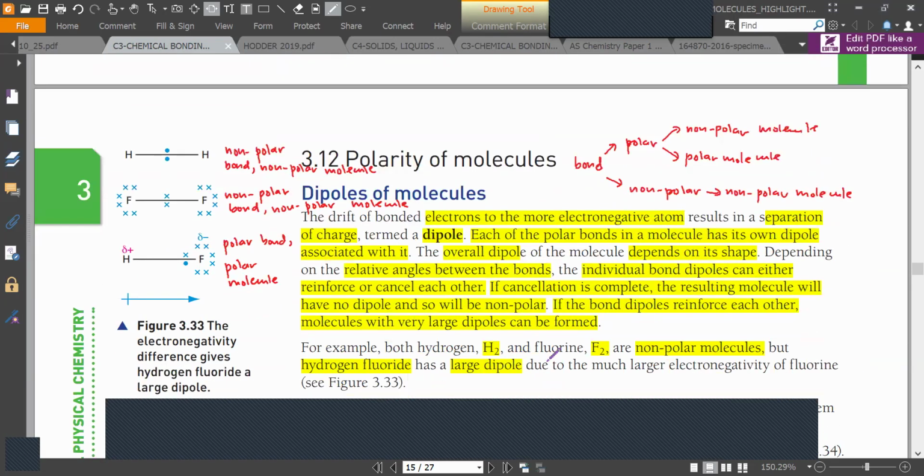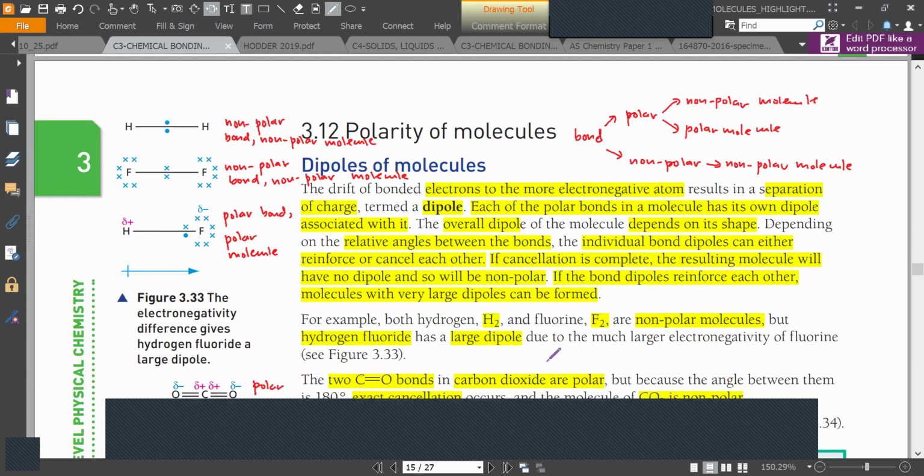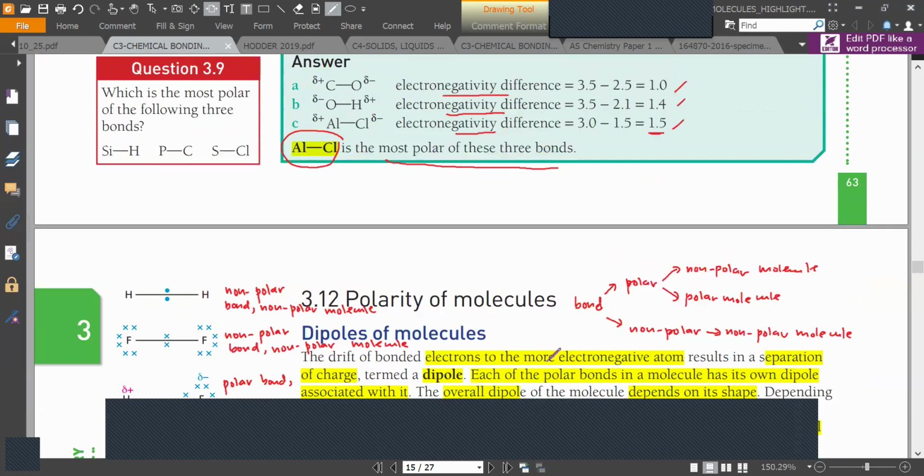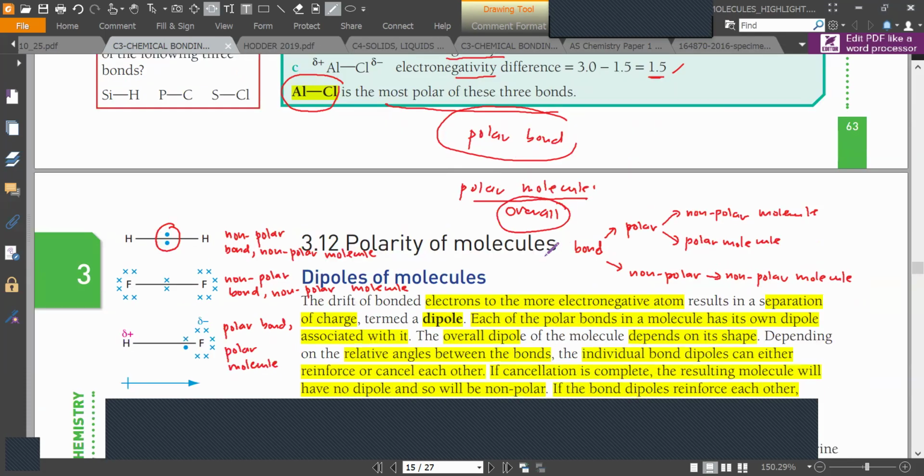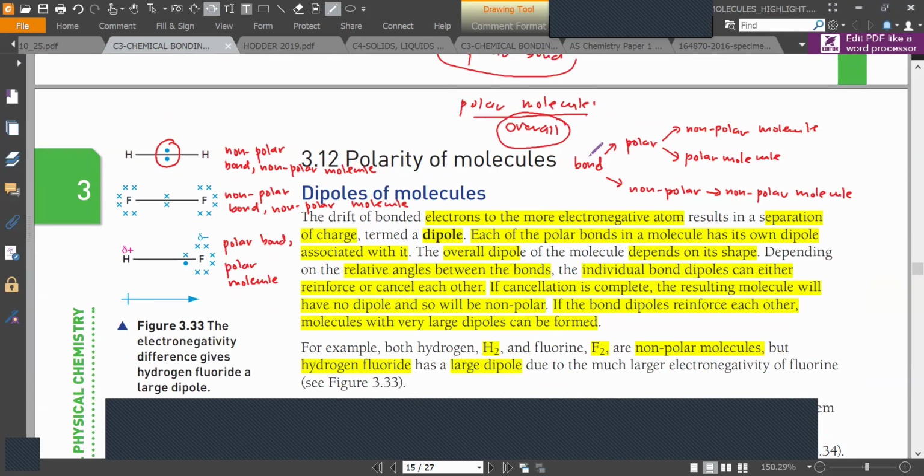Now we're talking about the polar bond. Next we're talking about polar molecules. Polar bond and polar molecule are not the same thing. For a polar bond, we're just talking about the bond itself. A polar molecule is about the whole molecule overall. So we can take a look: we can have polar bonds or non-polar bonds. What is an example of a non-polar bond like this?